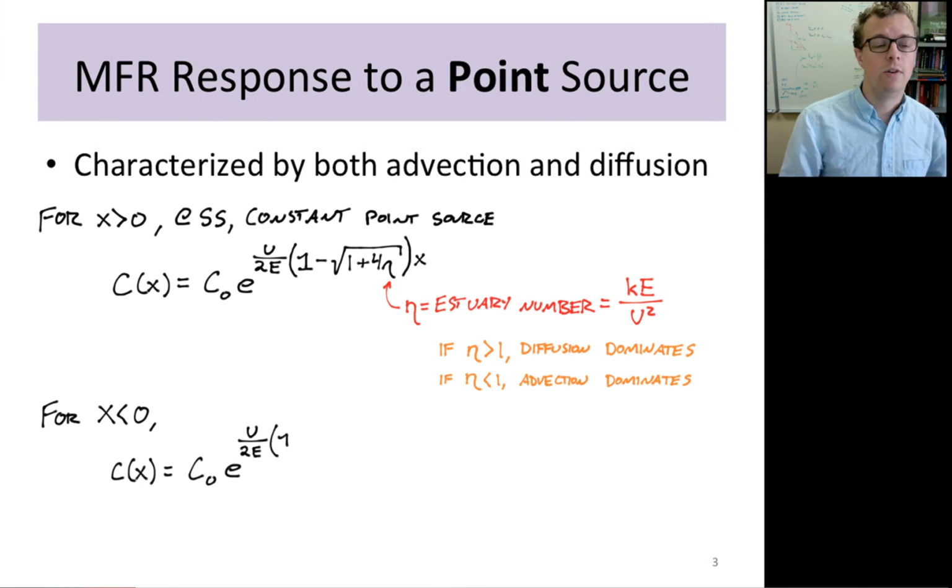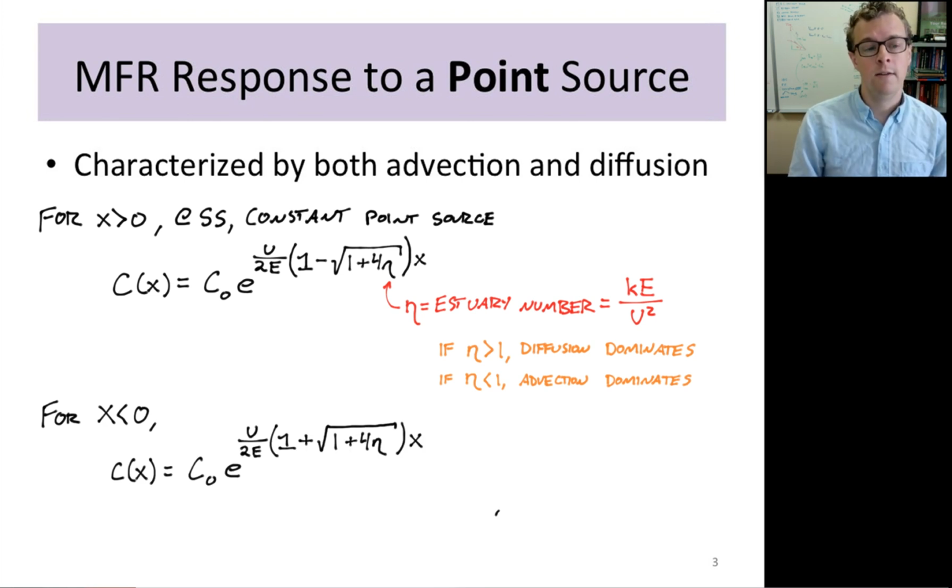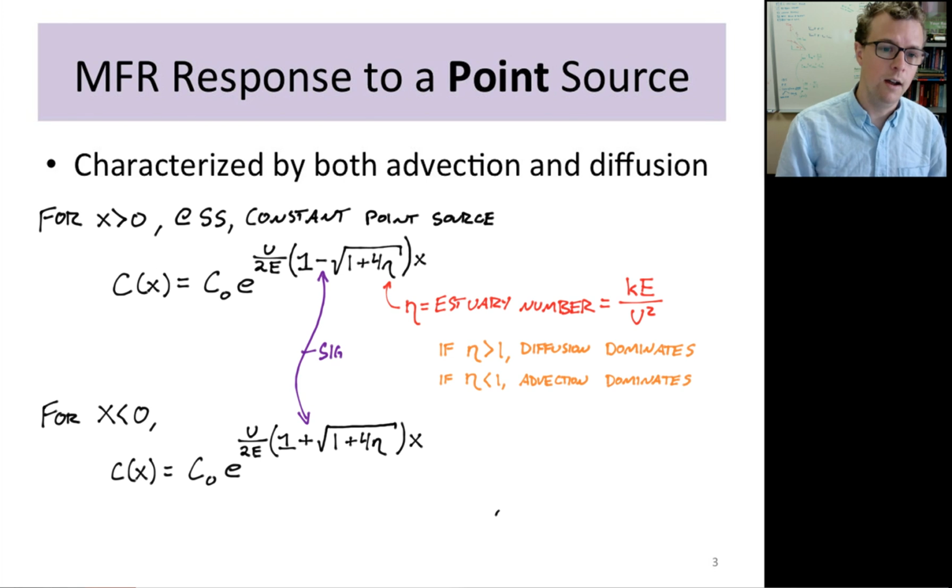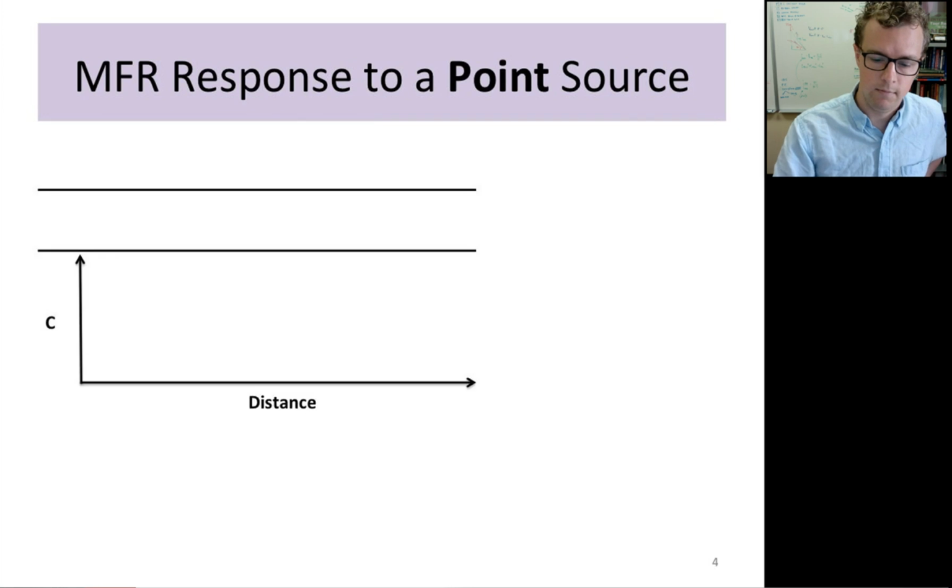Now, that equation was for x is greater than 0, so downstream of the load. Upstream of the load, you've got almost an identical equation. In fact, the only difference here, as I'm pointing out with the purple, is that you go from having a minus sign to a plus sign in that numerator, or in the exponent, excuse me. So this is mixed flow reactors responding to a point source at steady state.